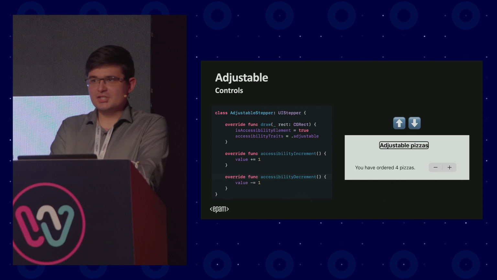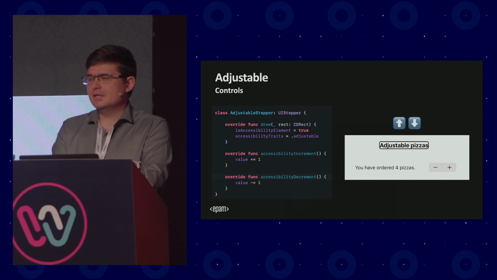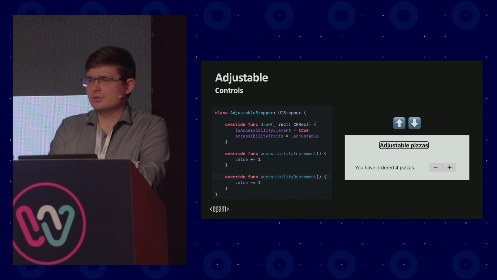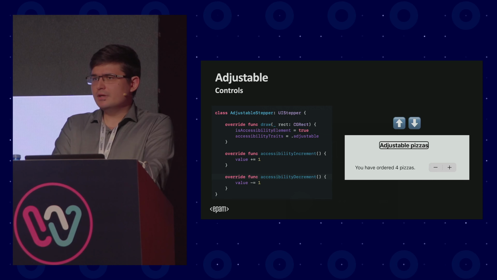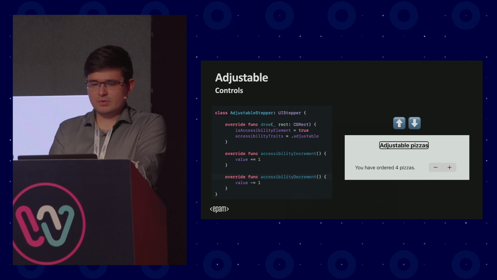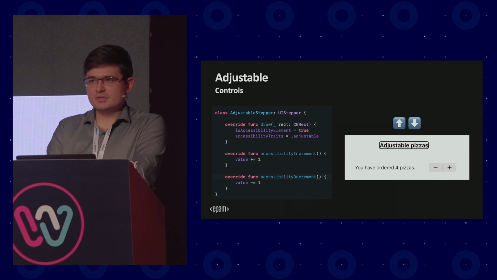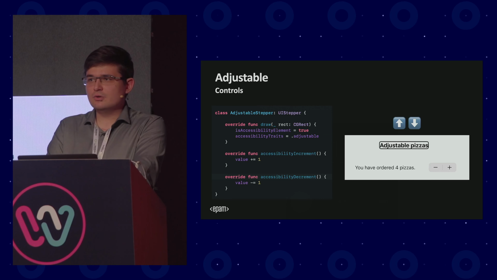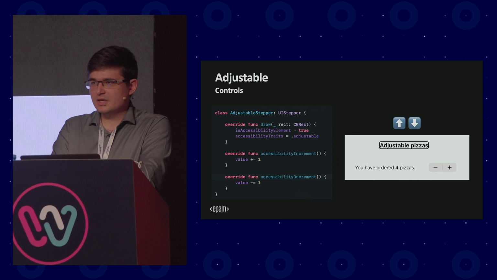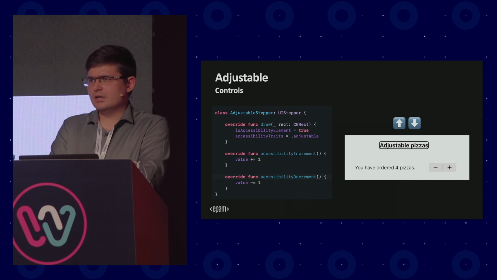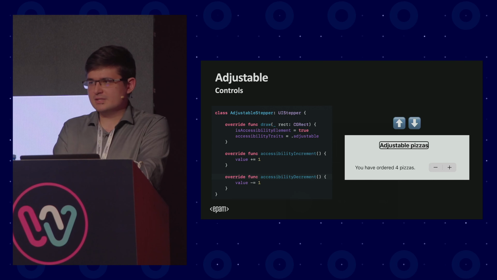Now let's talk about the adjustable trait. So basically, this trait adds extra vertical swipes to an element, and you can control some value with these swipes. This setup is very simple. Like you can see in the code, you just have to set the value of the accessibility traits property to adjustable and override two functions called accessibility increment and decrement and control this value inside. So it can be convenient for use with steppers, for example. It is much easier to control it with vertical swipes rather than constantly switching between plus and minus buttons.